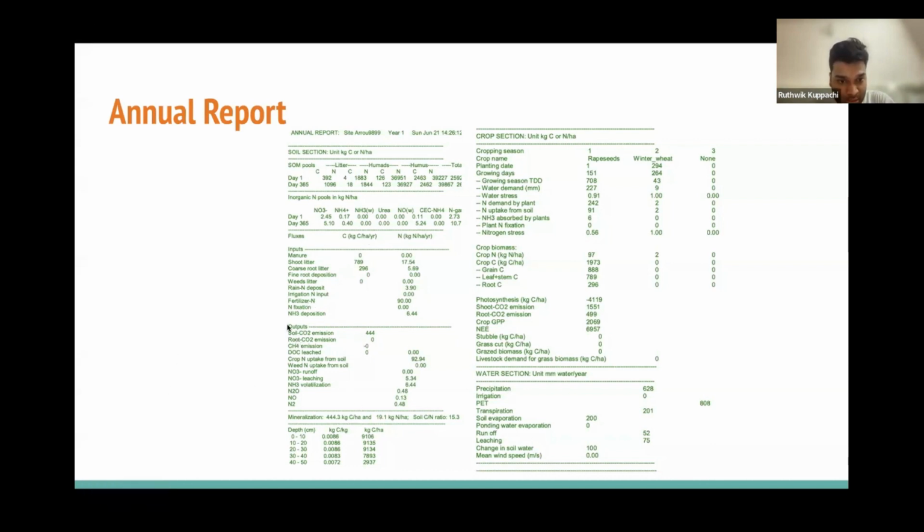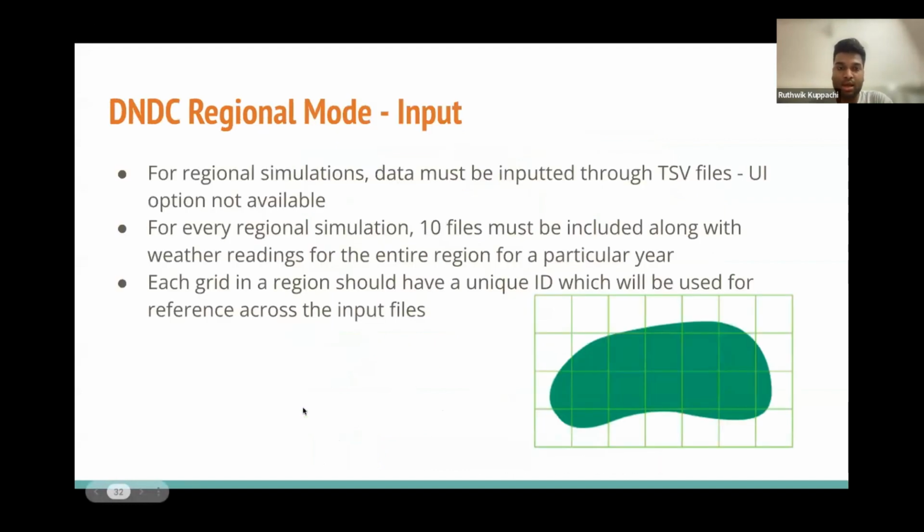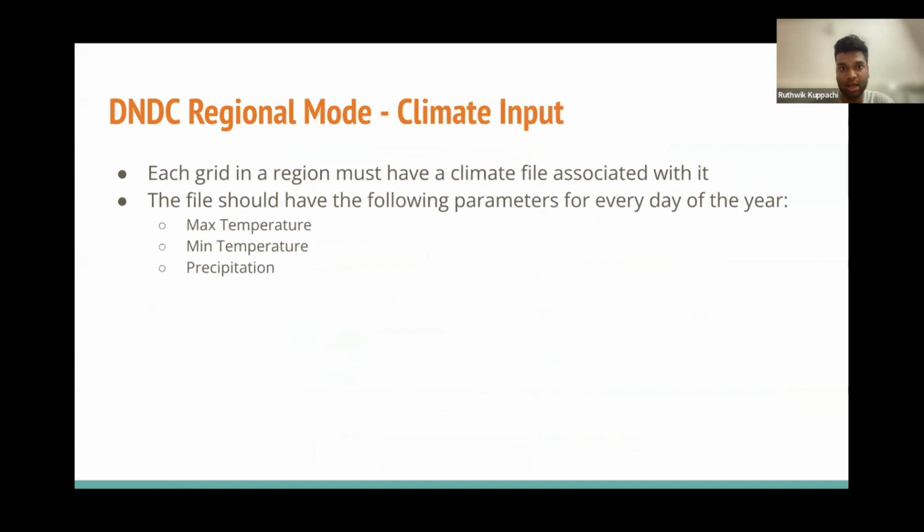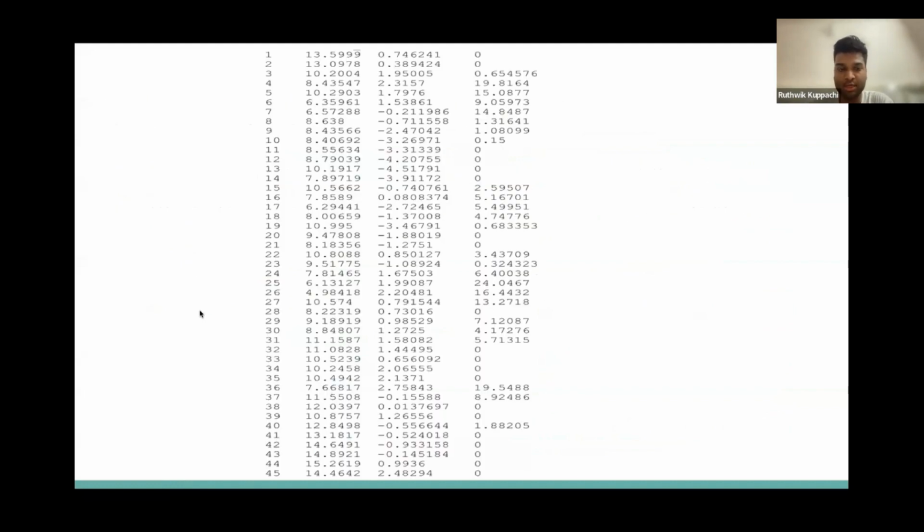So again, this specific area was the one that we were focused on. And yeah, I think Dr. Mosuni already covered this part, and correct me if I'm wrong, Dr. Mosuni, but yeah, this is the regional mode input. So I think she already covered that, but what we'll cover is the output.